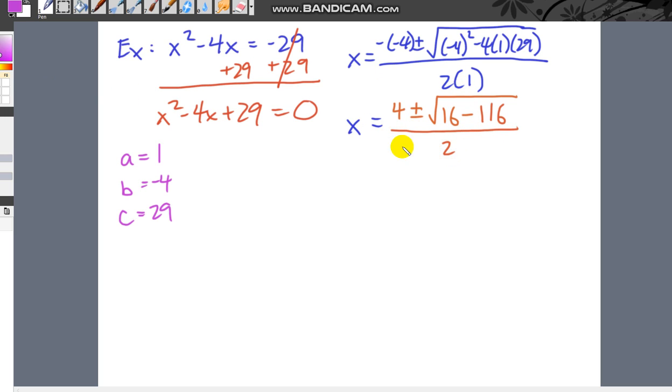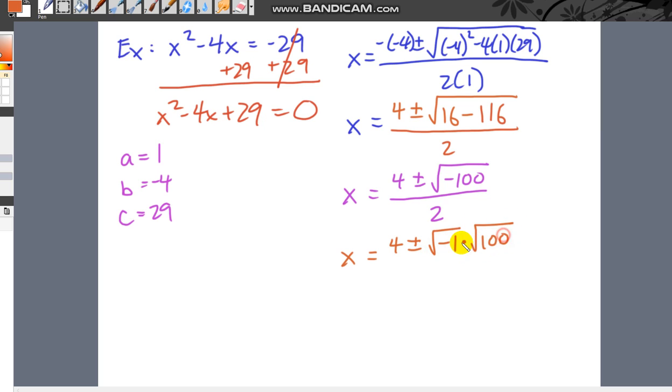Okay, now we want to simplify inside the square root. So we have x equals 4 plus or minus the square root of, 16 minus 116 is going to be -100. And then we divide this by 2. Like mentioned in the previous class, anytime we have a negative square root, you can think of it as: x equals 4 plus or minus the square root of -1 times the square root of 100, and we divide that by 2.